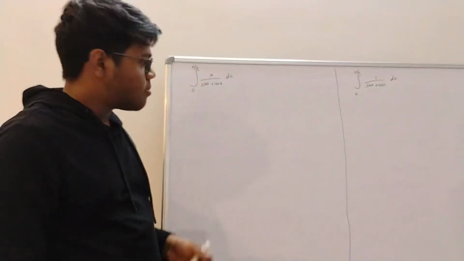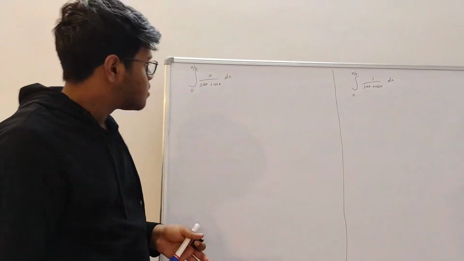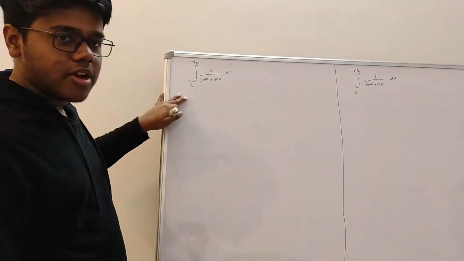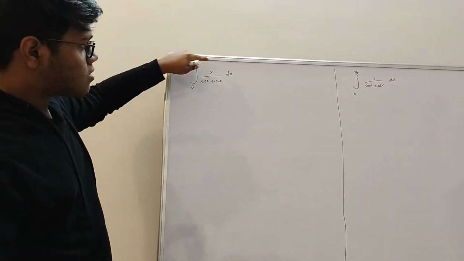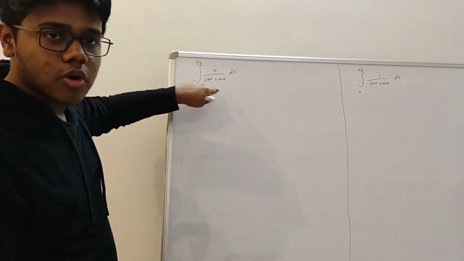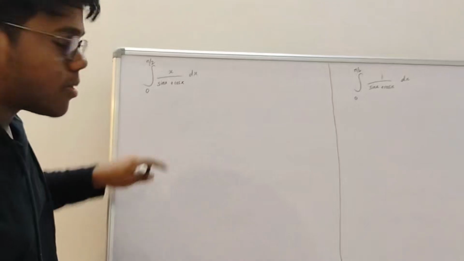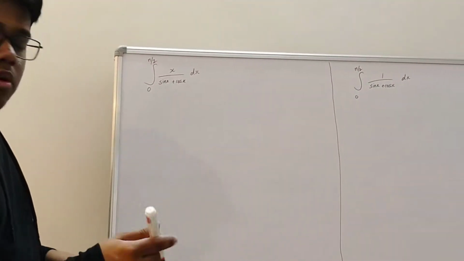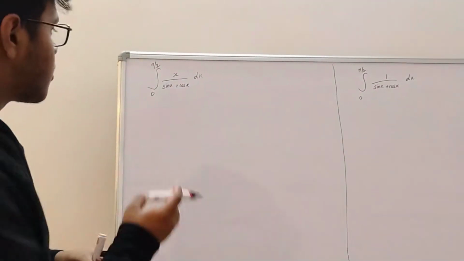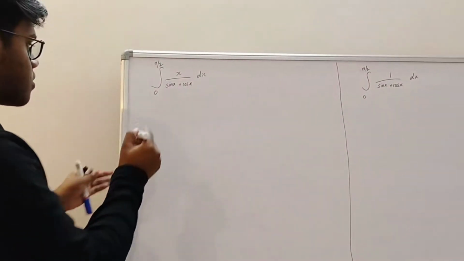Let us begin by solving these two integrals. So you see here, this is a definite integral where you have x in the numerator and sin x plus cos x in the denominator. We know the property, and we are going to use this property to solve this.